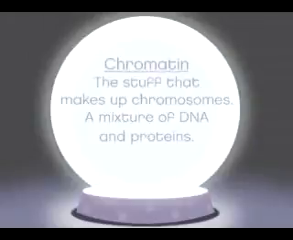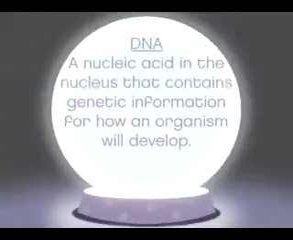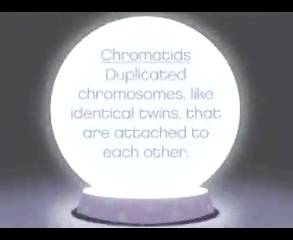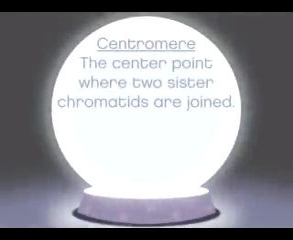Chromatin is the stuff that makes up chromosomes. It's a mixture of DNA and proteins. DNA, let's not forget, is a nucleic acid in the nucleus that contains genetic information or instructions for how an organism will develop. Chromatids are duplicated chromosomes, like identical twins that are attached to each other. A centromere is the center point where 2 sister chromatids are joined.